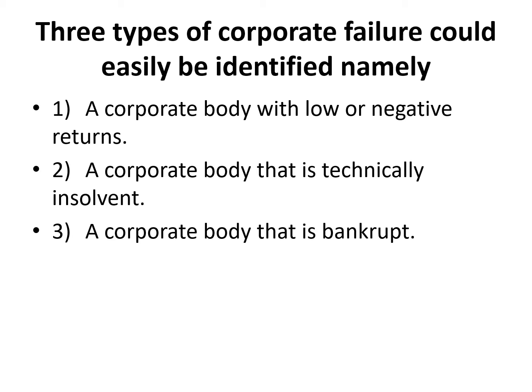What about the three major types of corporate failure that could be easily identified? Namely, a corporate body with low or negative return. This is the first case. The second case is the technically insolvent, which means that the company is insolvent for some reasons. The third is a corporate body that is bankrupt, like we have taken before.